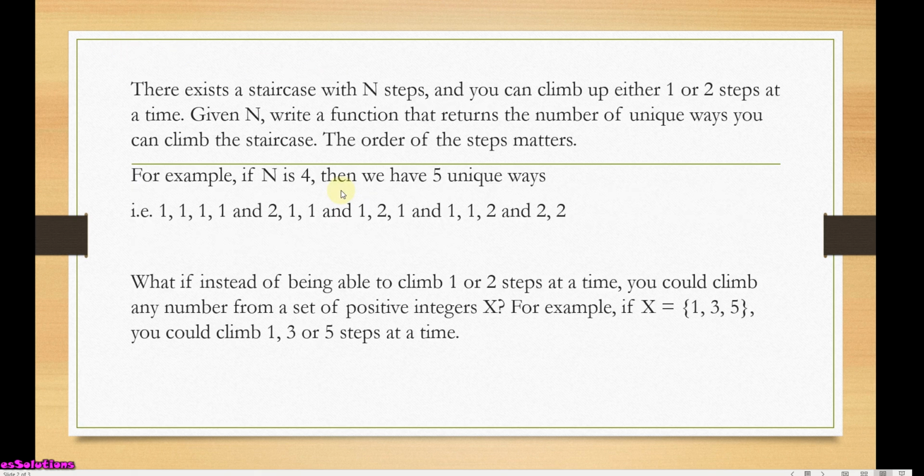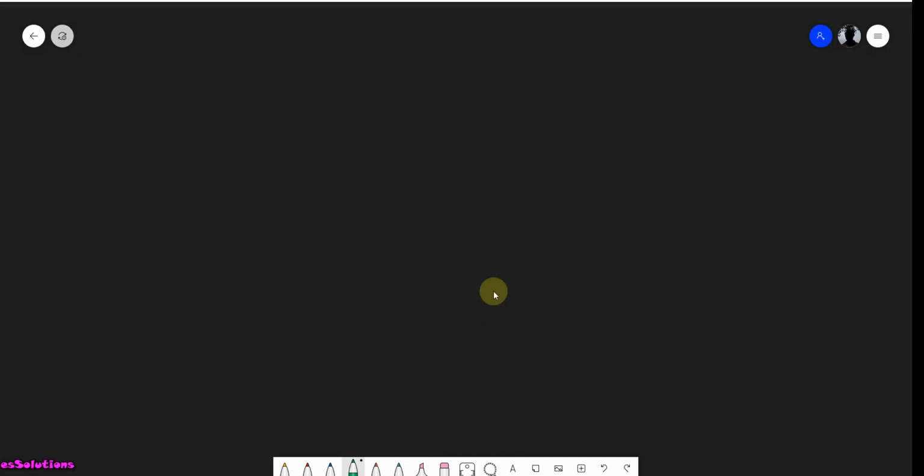If we check our previous problem, there exists a staircase with n steps, and we could climb with one or two. Previously it was defined as one or two, but now it could be anything. It could be just a number, it could be a set of numbers that will be given to us. So let's go to the board and try and figure this out.